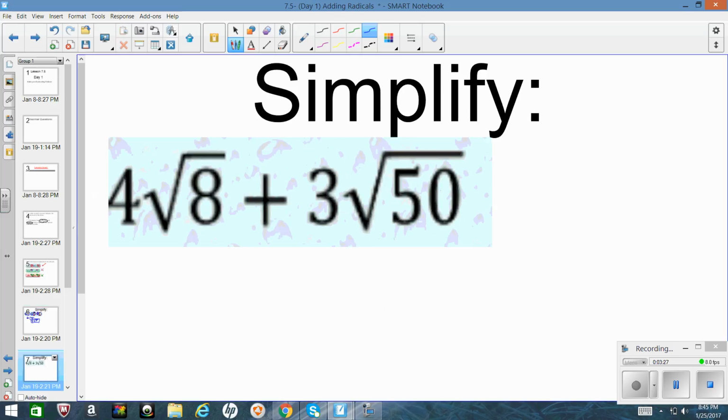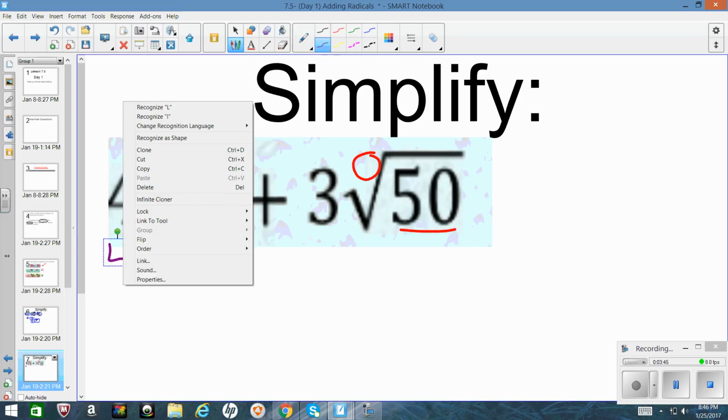Let's take a look at the next example. Let's check our indexes. Unwritten 2, so we're good. However, our radicands are not the same, so right now they are not like terms, so we cannot add them. However, we need to see if we can reduce. So the 4 is going to stay the same.